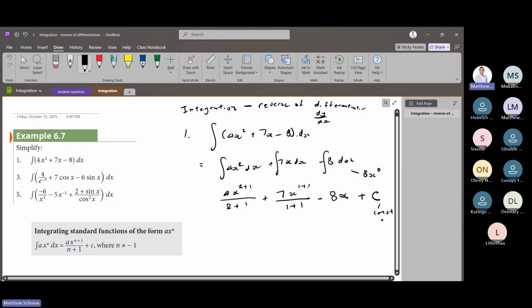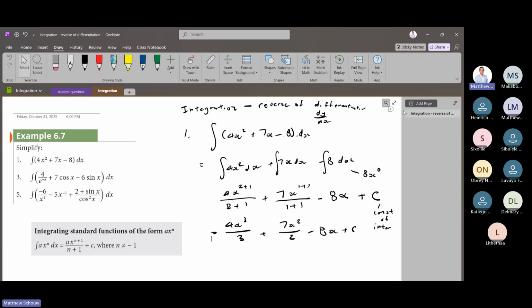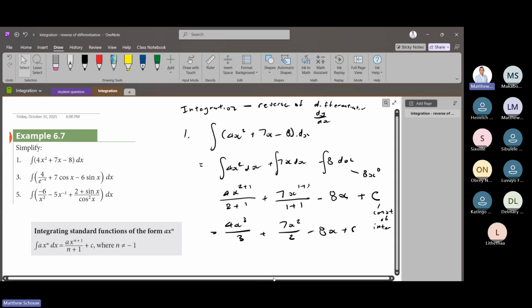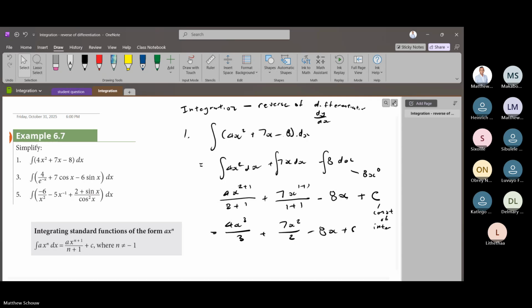Hopefully you can get through that. So what we basically do here is say 4x to the power 3 divided by 3, plus 7x squared over 2, minus 8x, plus c. And that's your answer. Are you guys able to do this? You know about this? Let's make that bigger.